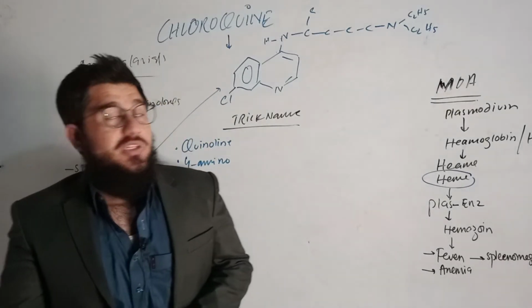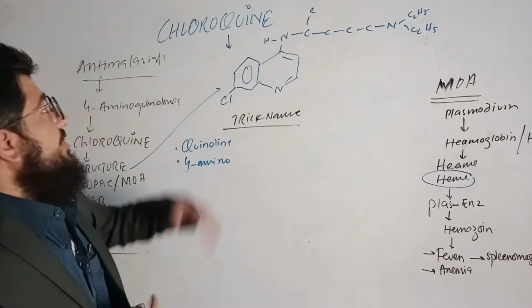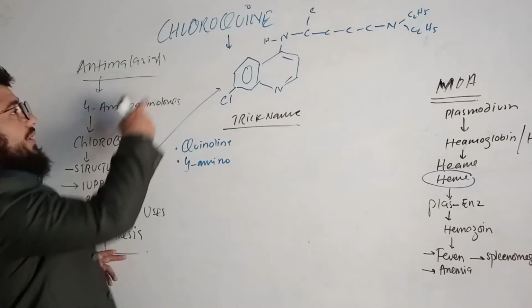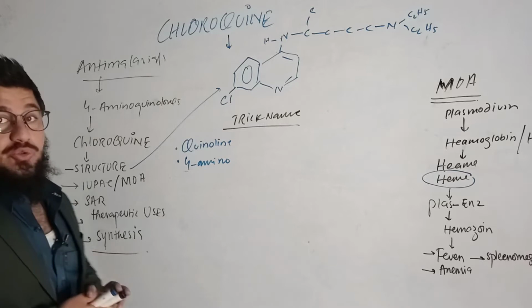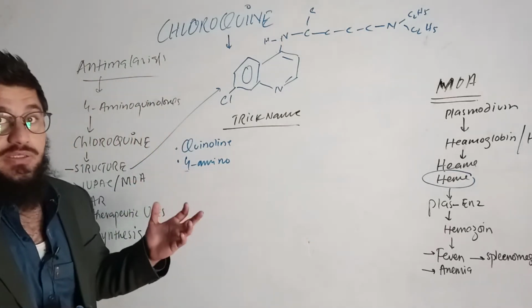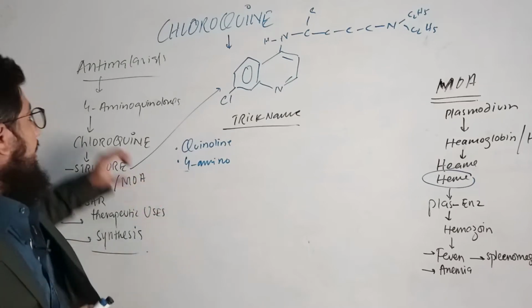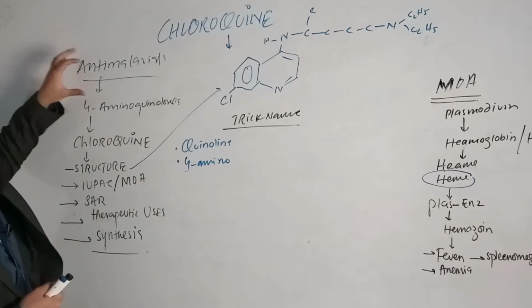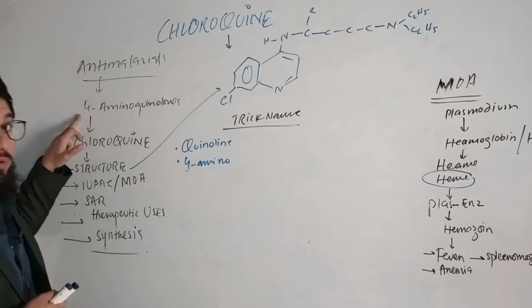In today's discussion, the topic under discussion is chloroquine, which is one of the anti-malarials. In this lecture, first of all, I'll tell you about the points that are part of our discussion. We'll talk about the anti-malarials term, then its class, that is 4-aminoquinolone.